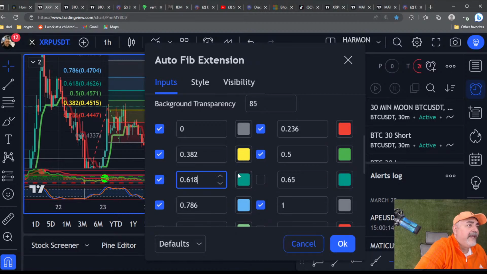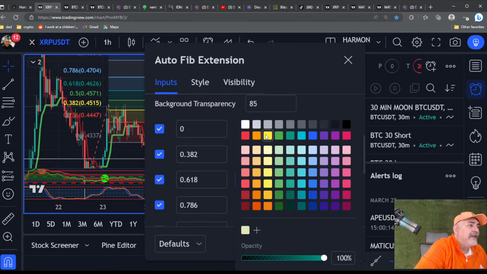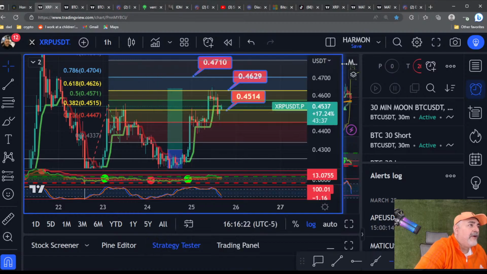So I'm going to click on 618 and make this yellow as well. That is basically my golden pocket. That is where I'm looking to make my profits. So that's all you really need to do. Now you guys see this golden pocket here, these two yellows? That's our golden pocket. This is where we're looking to make the most money, in between these lines, and then for it to explode past that to this level here, that's our bonus.